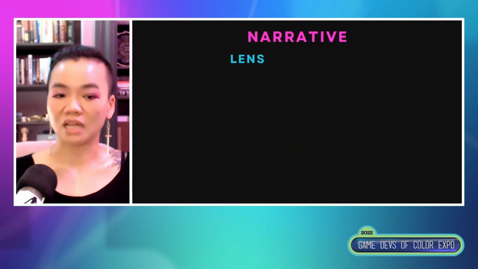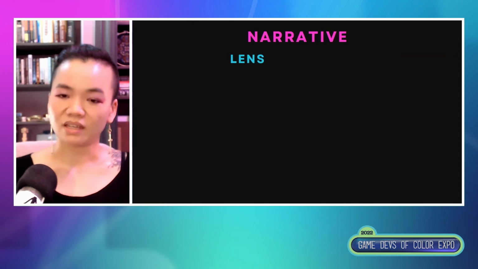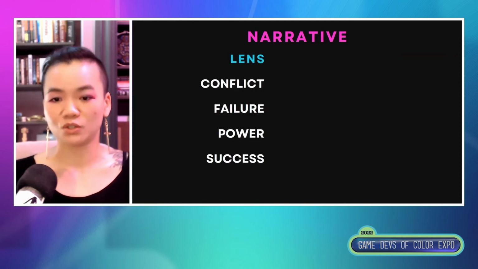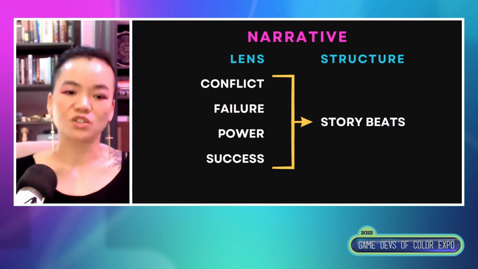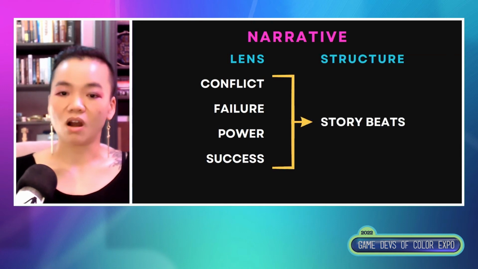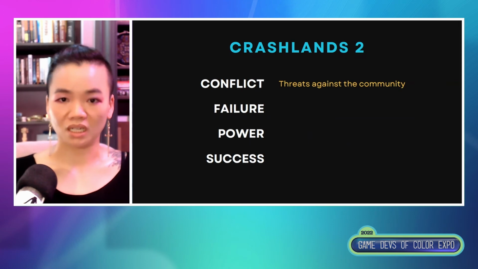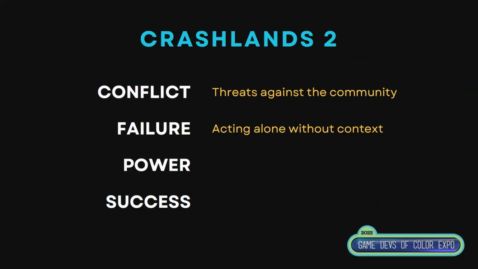Because this is the narrative lens through which we're designing the game, conflict, failure, power, and success are defined relative to that lens. The narrative arc and structure, the beats of the story, are then determined by those definitions. So in Crashlands 2, conflict is related to threats against the community. Failure is a result of acting alone without context or care. The accumulation of power is about building relationships, and success comes from working together towards a shared victory.